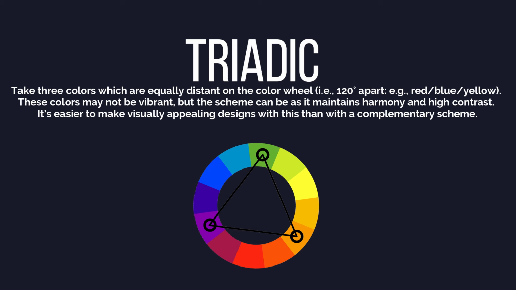So when you take 3 colors which are equally distant on the color wheel, for instance, red, blue, yellow, these colors may not be vibrant, but the scheme can be, as it maintains harmony and high contrast. It is easier to make a visually appealing design with this triadic color than with a complementary scheme.